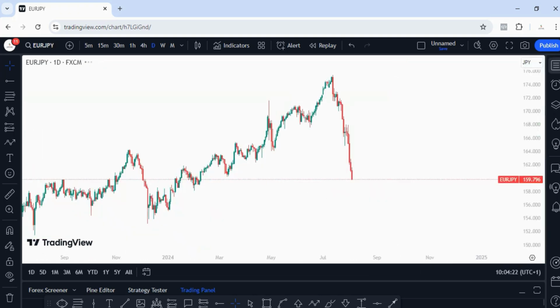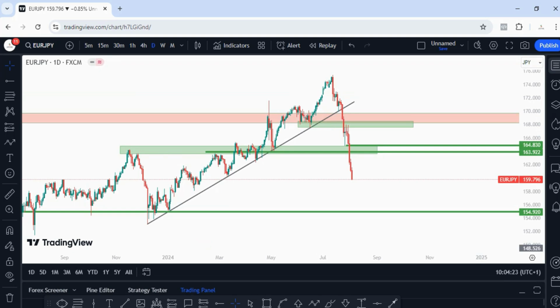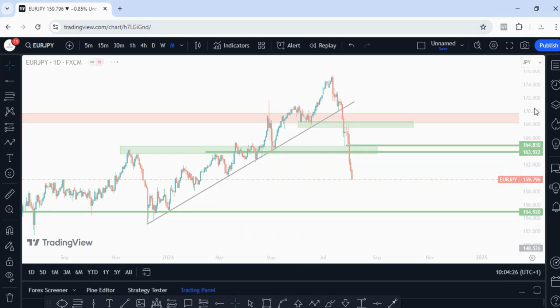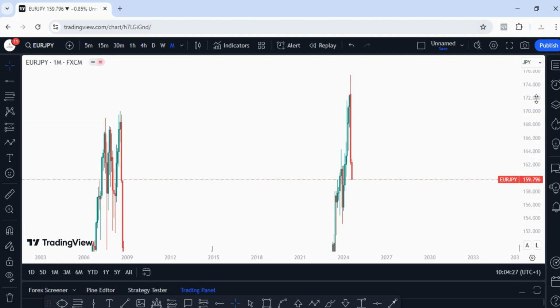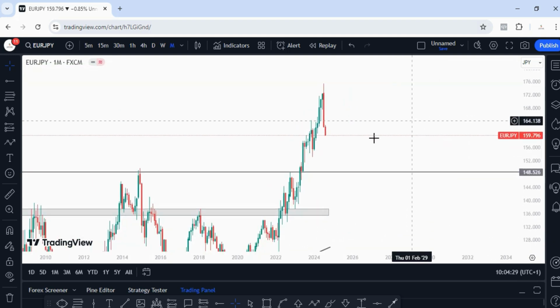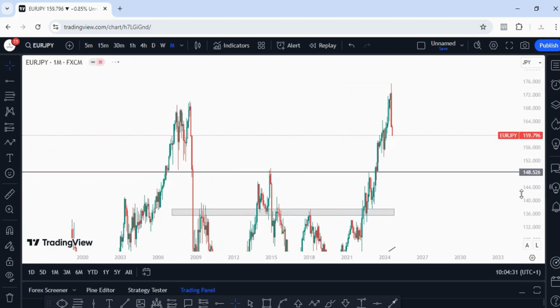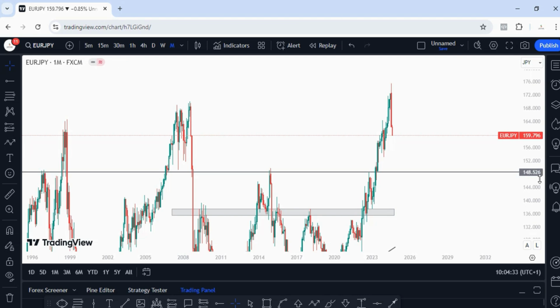Then the last on my list for this week is EURJPY. EURJPY is trading in no man's land. Meanwhile, let's look at how we closed for last month. Super bearish engulfing candle. My next target is around 148.526. That's a long-term target anyways.